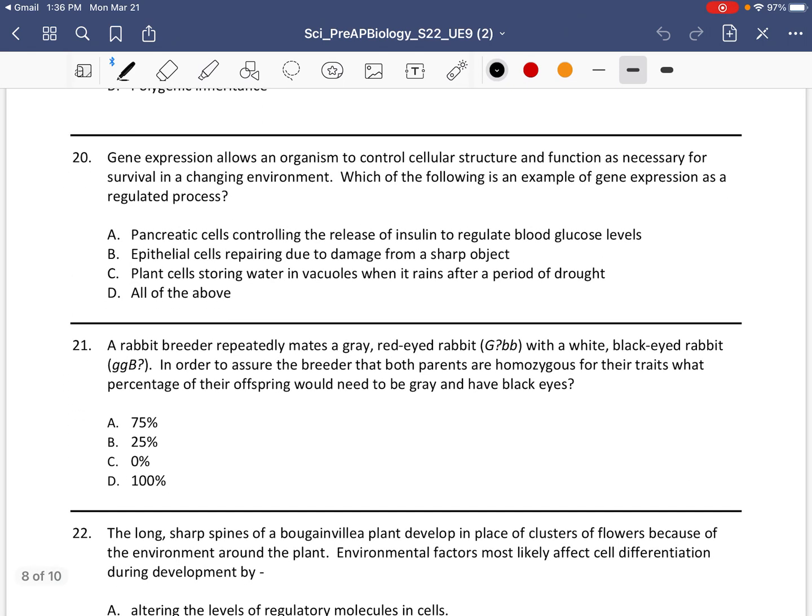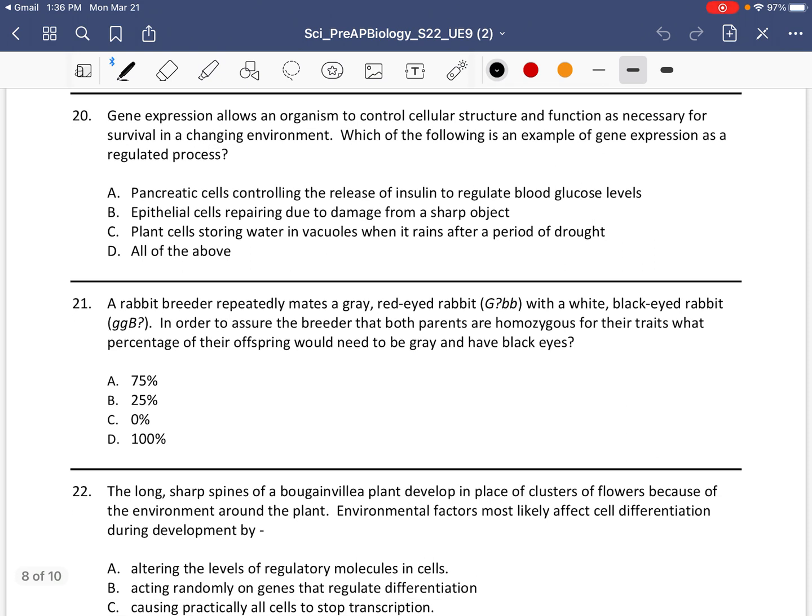Question 20. Gene expression allows an organism to control cellular structure and function as necessary for survival in a changing environment. Which of the following is an example of gene expression as a regulated process? A. Pancreatic cells controlling the release of insulin to regulate blood glucose levels. B. Epithelial cells repairing due to damage from a sharp object. C. Plant cells storing water in vacuoles when it rains after a period of drought. D. All of the above.